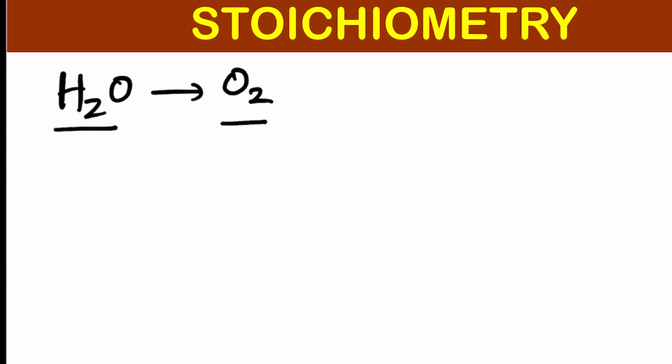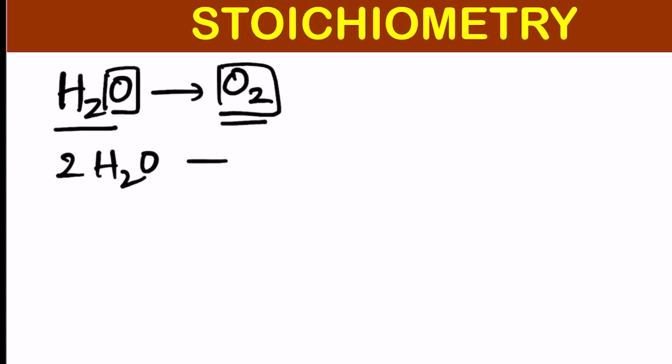Let us first balance oxygen. There is only one oxygen on the reactant side. There are 2 oxygens on the product side. So I'll make it as 2H2O gives O2. Temporarily, I am not bothered about the second part of the reaction, that is, what are the other byproducts that are involved. I am only looking at oxygen.